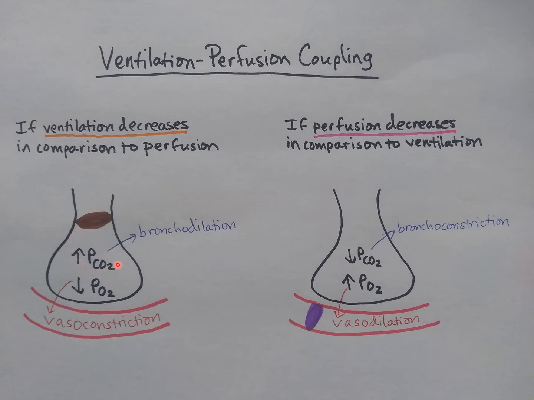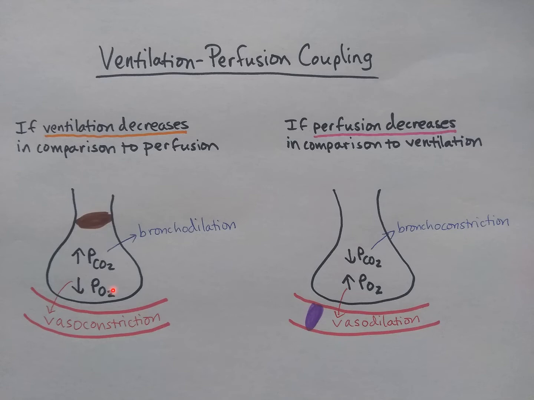And that will cause the partial pressure of carbon dioxide to increase because you're not able to exhale that CO2 that keeps being dropped off by the blood. The partial pressure of oxygen will decrease because there's no fresh air that can come in to replace the oxygen that's leaving through the blood. The high partial pressure of carbon dioxide will stimulate the bronchioles to do bronchodilation, and hopefully we can dilate the bronchioles enough to get some fresh air in and exhale some of that stale air to try to decrease the CO2 back down to normal and increase the oxygen.